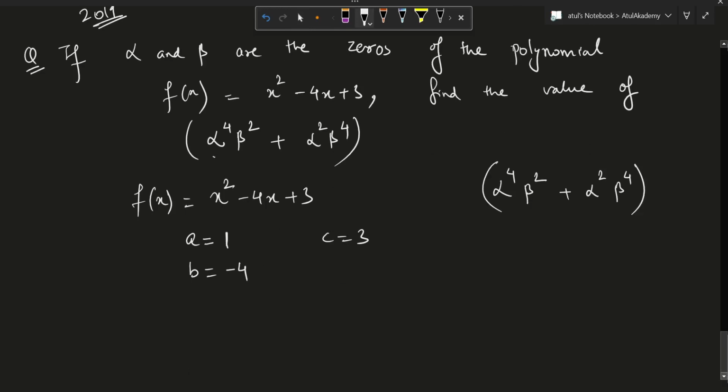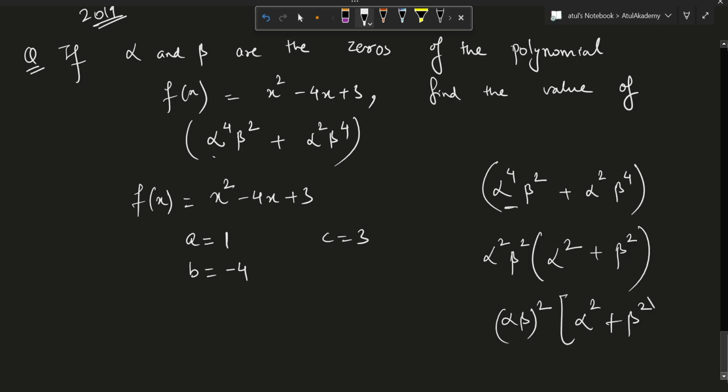Okay. From this, can I take anything common over here? I can take alpha square common, I can take beta square common. When I take alpha square beta square common, what is left inside is alpha square from this side and beta square from this side. I can solve it very well because this I know is alpha beta whole square. Here it is alpha square plus beta square. How will I solve it?